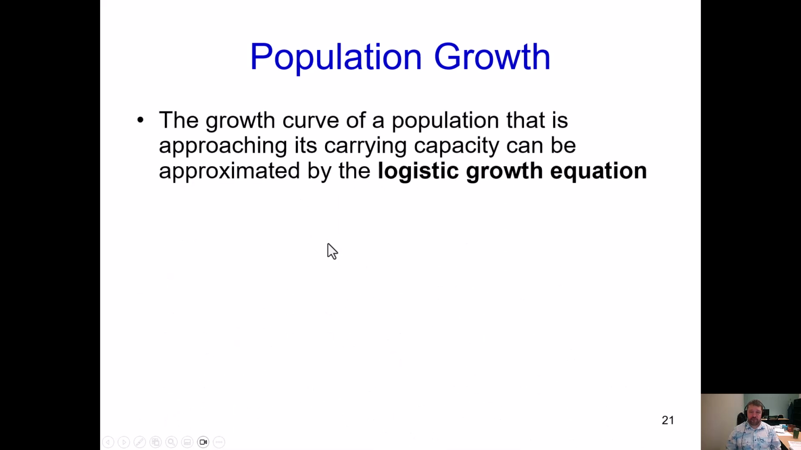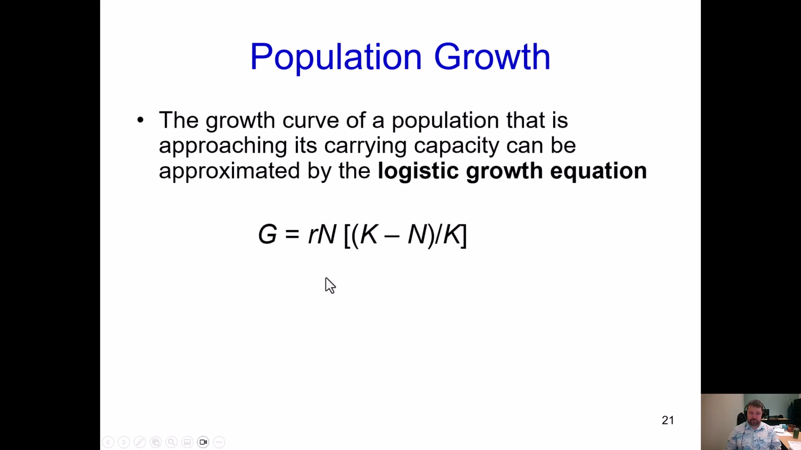So again, the J-shaped growth curve is called the exponential growth curve. A growth curve that is associated with a carrying capacity is called a logistic growth equation, or a logistic growth curve, and typically has an S shape or sigmoidal shape. Okay? The equation that's associated with a logistic growth equation or growth pattern.